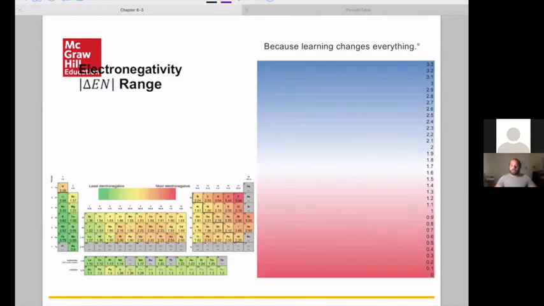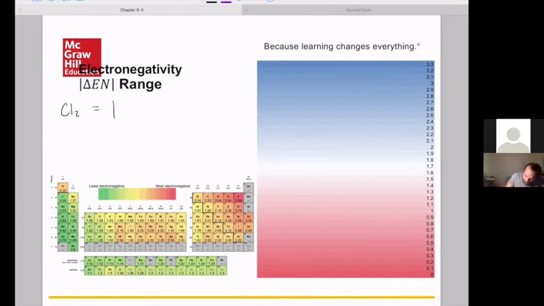Okay, and we can calculate the polarity in a bond, kind of assign a number to it, by taking the difference, or rather the absolute value of the difference, between the electronegativity of the two atoms involved in a particular bond. So let's take a look at a few of the ones that we already looked at. First of all, we called Cl2 a pure covalent bond. So let's take a look at why that might be.